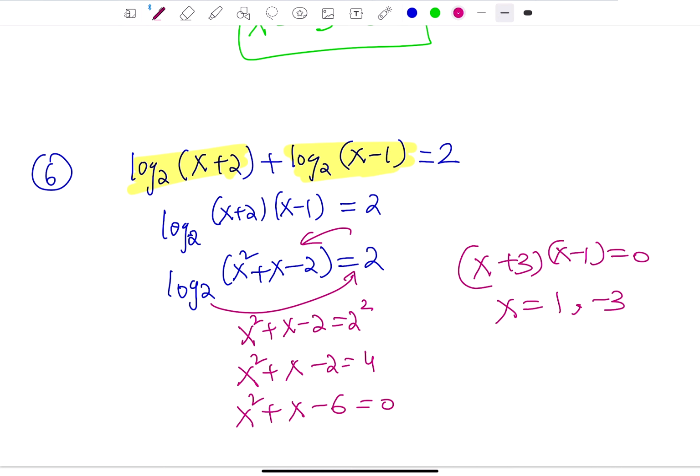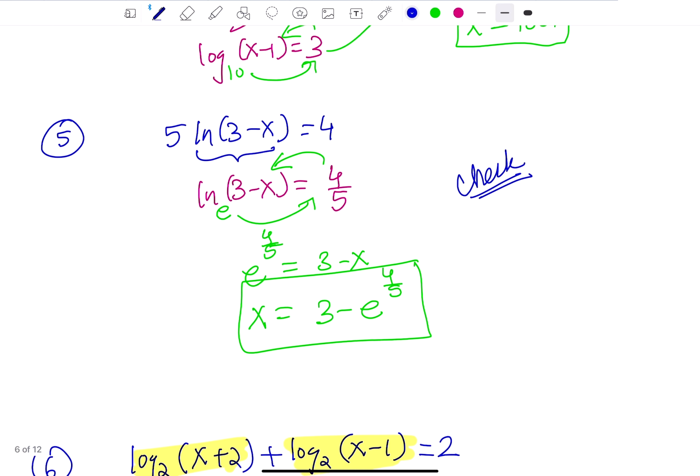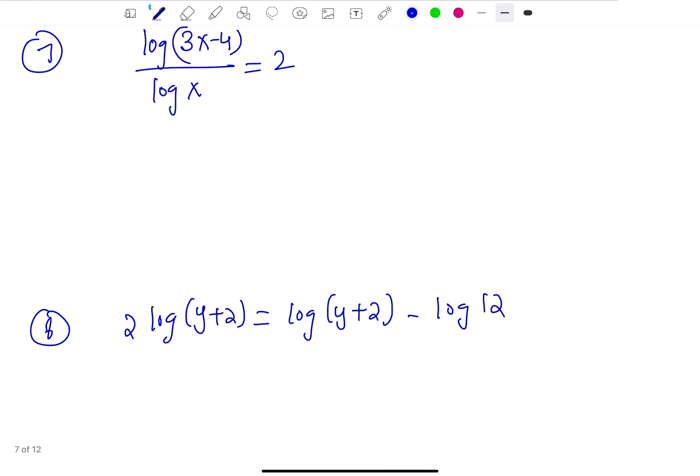If I plug x as 1, that's okay. But if I plug x as negative 3, it's going to leave me with log of a negative number, and that's going to be a trouble, and that's not allowed. So we'll have to exclude the solution negative 3. X equals 1 is the only solution. Now, sometimes negative solutions are going to be okay and allowed, so always plug it back in and check. Don't just assume that negative solutions are going to be an issue.